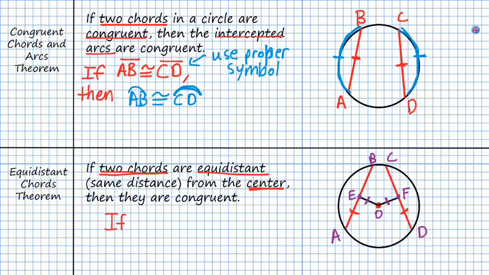So we're going to measure the distance using EO and OF. So if EO, or this distance here, is congruent to OF, then we'll see that AB is congruent to CD.